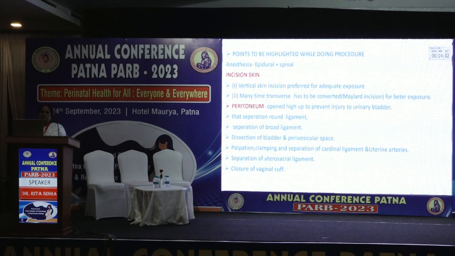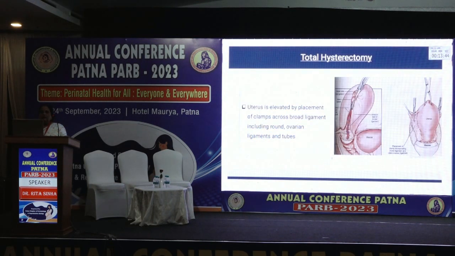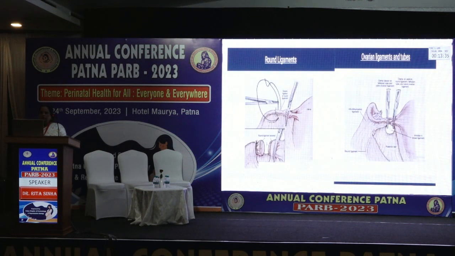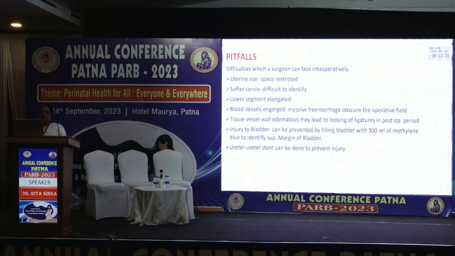Palpation, clamping and separation of the cardinal ligament and uterine arteries is done. Separation of the uterosacral ligament; all ligaments should be identified, cut and sutured. Closure of the vaginal cuff is done just like other hysterectomy. Here is a diagram showing the uterus elevated by placement of clamps across the broad ligament including round and ovarian ligaments. You can see the stumps are clamped, cut and sutured.